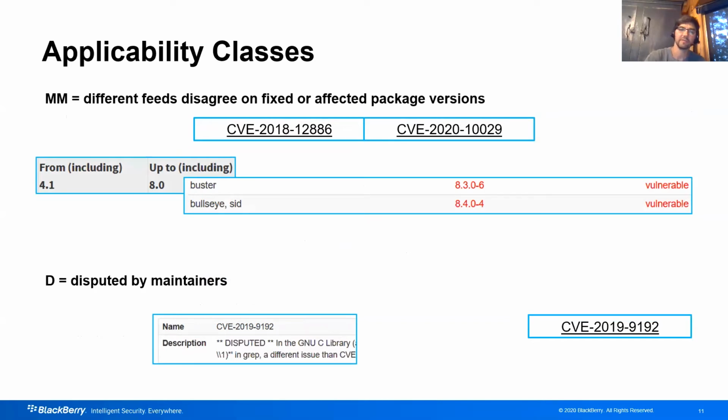Another interesting class is what we marked version mismatch, where different feeds disagree on fixed or affected package versions. For example, in this case, a vulnerability in GCC. According to NVD, it was fixed up to 8.8.0, and Debian does report 8.4 as vulnerable. And the final group is disputed by maintainers. For example, security researchers raised the bug as a vulnerability, and the maintainers say, well, it's either not a security vulnerability, or I don't agree with it, or something like that.